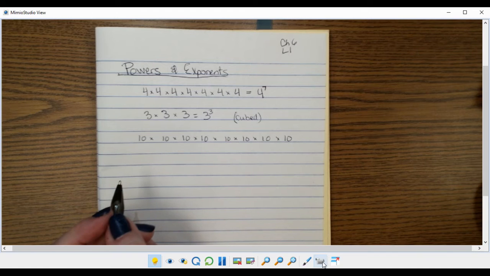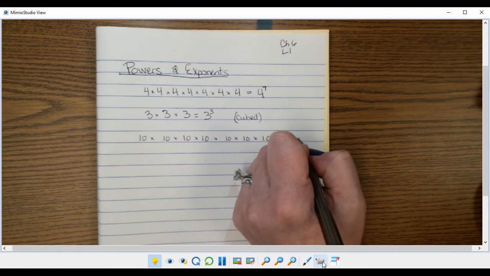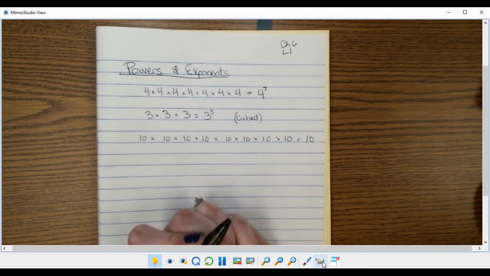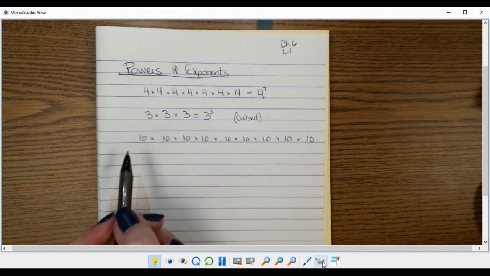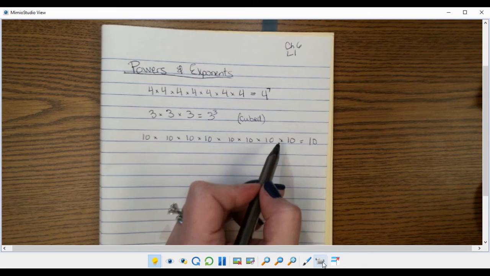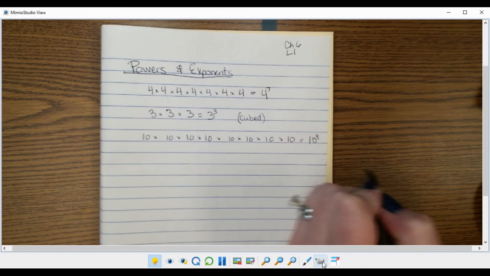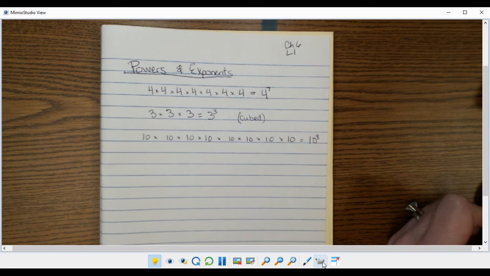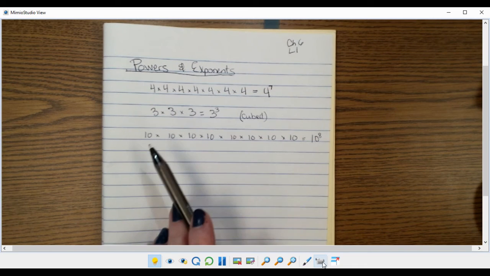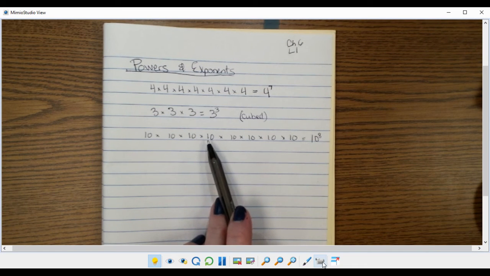All right, this last one. This is the type of problem that this comes in real handy with. So which number is duplicated? 10. How many times does it get duplicated? 1, 2, 3, 4, 5, 6, 7, 8. Man, that was easier to write 10 to the 8th than to have to write out all those 10s. So notice that this is all multiplication. And notice that the number repeats. If I had different numbers, I couldn't use an exponent.